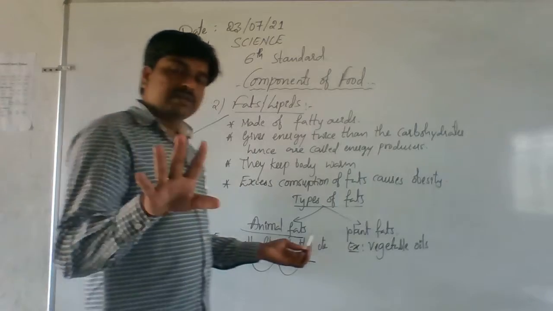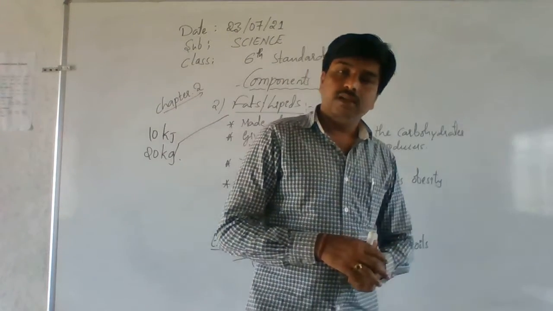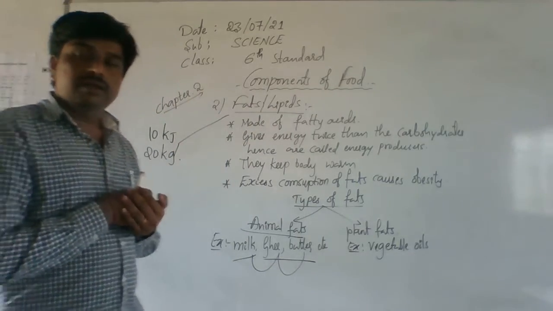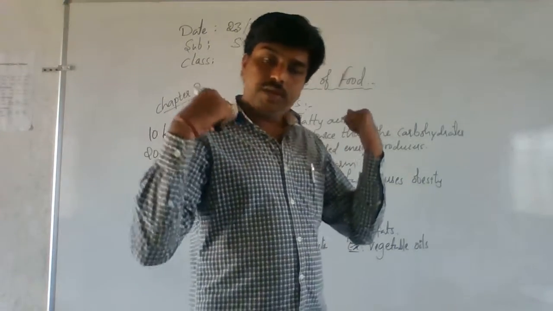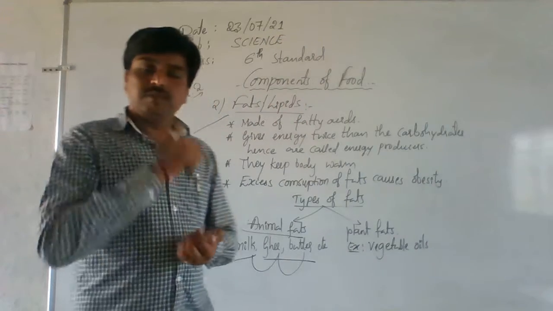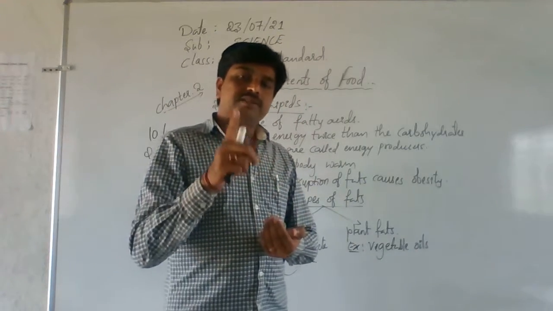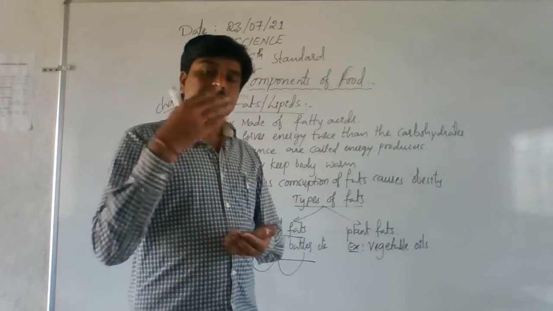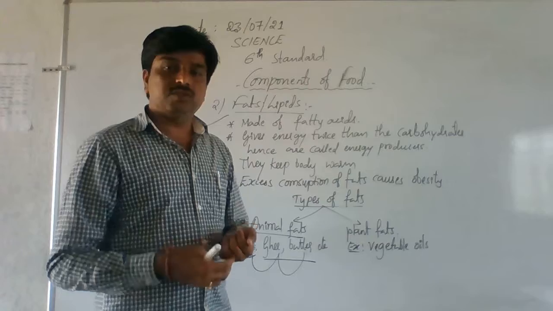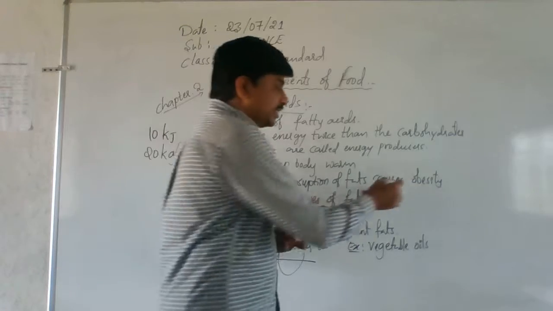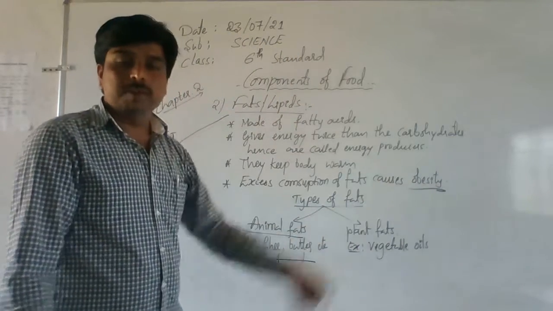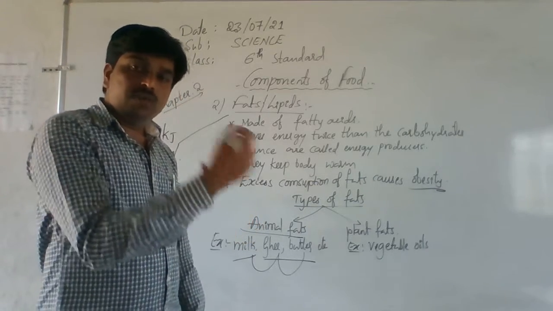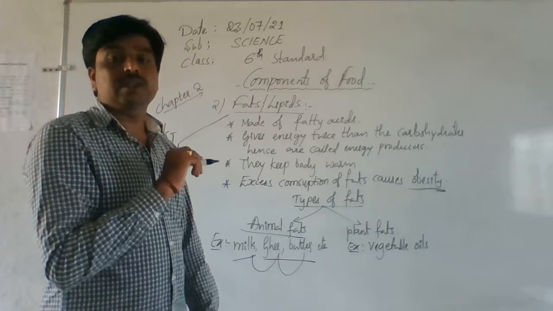Understand? Fats are made up of fatty acids. They also give us twice the energy of carbohydrates, and these fats keep the body very warm. But the last point is: provide fats or lipids in the required amount to your body. Don't eat excess fats. Excess fat is stored in our body and it causes what? Obesity. The excess consumption of fats causes obesity.